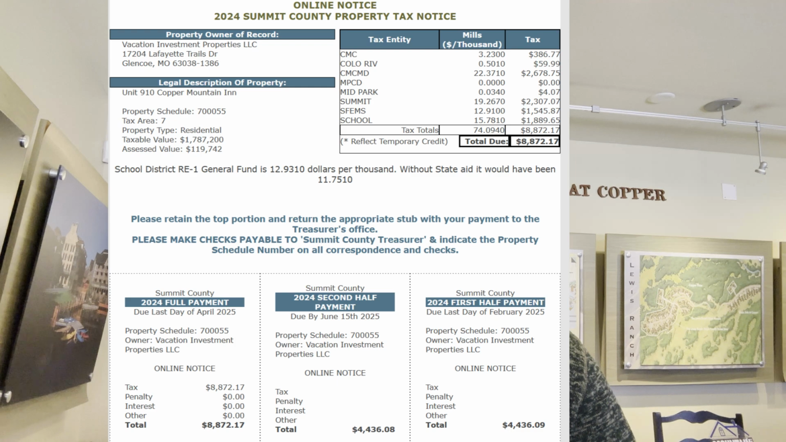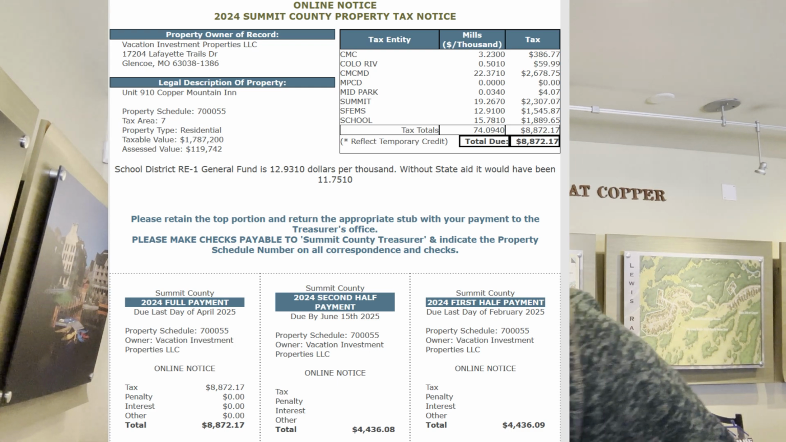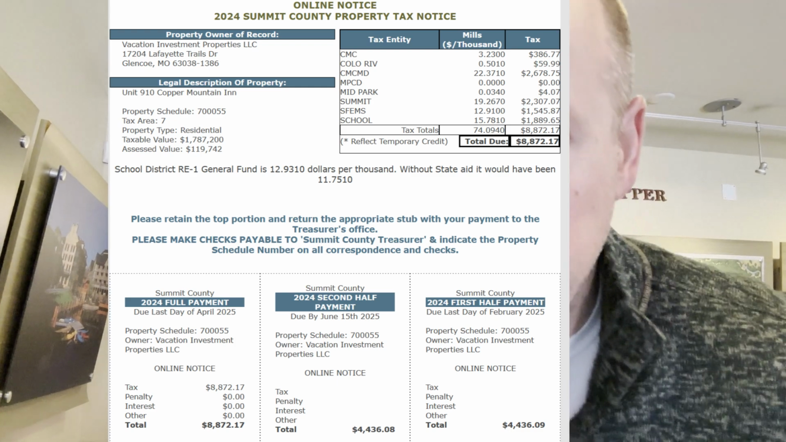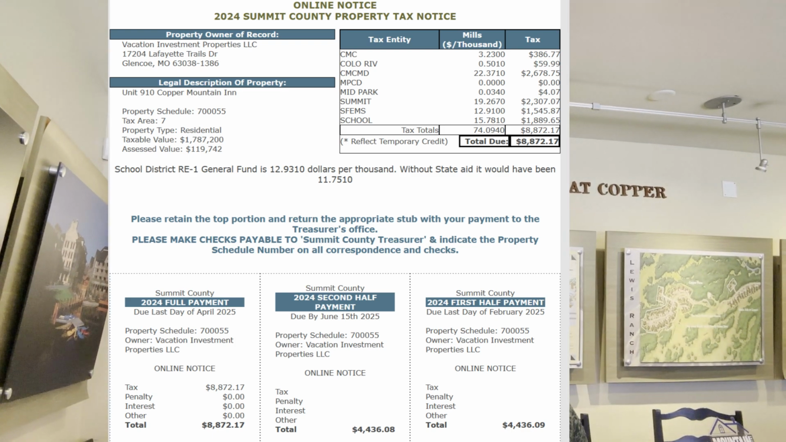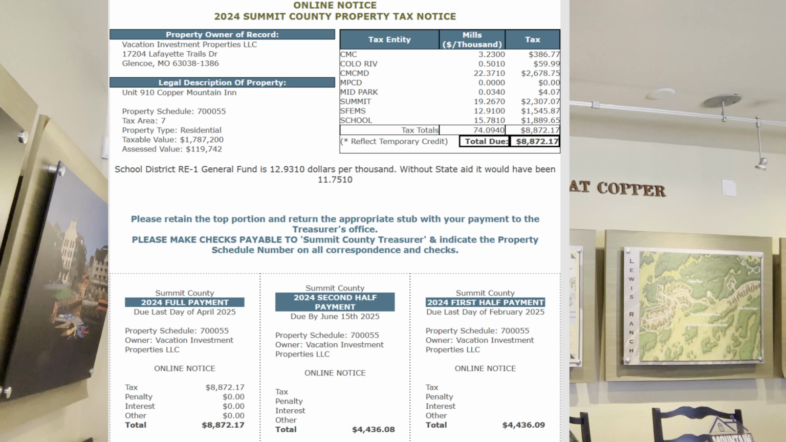Taxable value, assessed value. How did we get from taxable to assessed? In Colorado, your property is classified as residential. It means you have the residential assessment rate. So you take your taxable value of $1,787,200, multiply by the assessment rate, which Colorado residential assessment rate is 6.7%. So multiply by 0.067 to get your assessed value of $119,742. This assessed value is then multiplied by your mill levy, which you'll see over on the right.